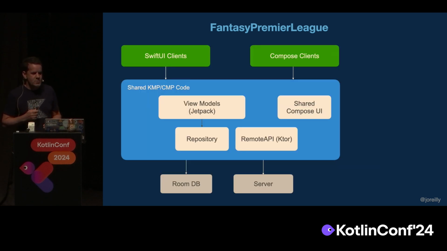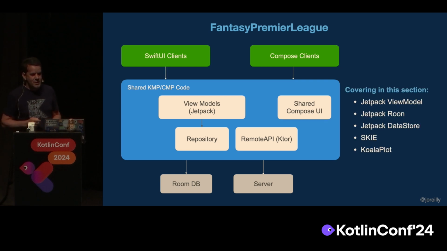So in this project, we're retrieving the data from the backend using Ktor and storing locally using Jetpack Room, thanks to its new KMP support. We're also using shared view models, but in this case, we're using the recently announced version of the Jetpack ViewModel library that also now supports KMP, and using shared Compose UI code here as well. In this case, for the player details screen we'll see shortly.